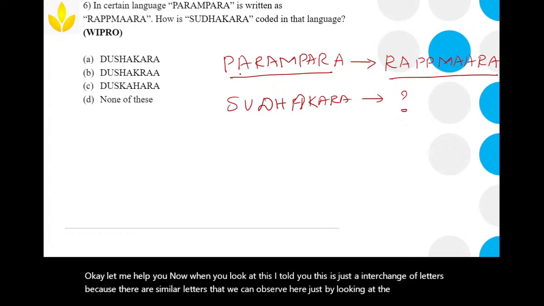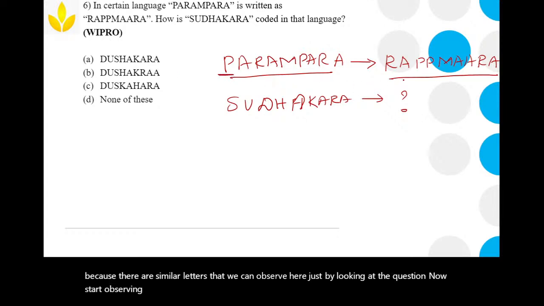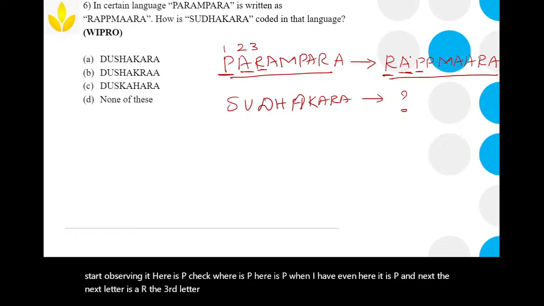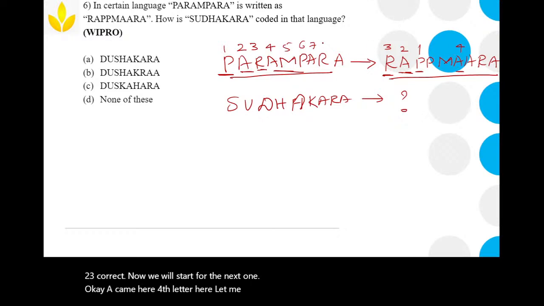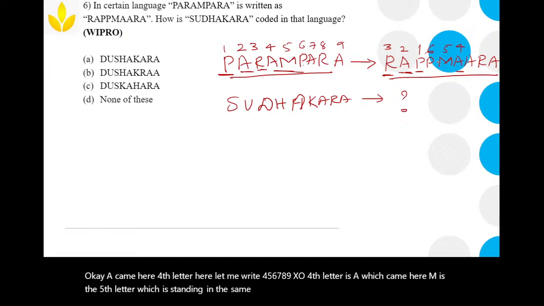Now, start observing it. Here is P. Check where is P? Okay, here is P. Anyhow, even here it is P. And next, A, the next letter is A. R, the third letter is R. So now here it is 1, 2, 3. If I name it, it is 1, 2, 3. Correct? Now we'll start for the next one. A. Okay, A came here. Okay, fourth letter here. Okay, let me write 4, 5, 6, 7, 8, 9. So fourth letter is A, which came here. M is the fifth letter, which is standing in the same place. P, sixth letter, which is replacing.